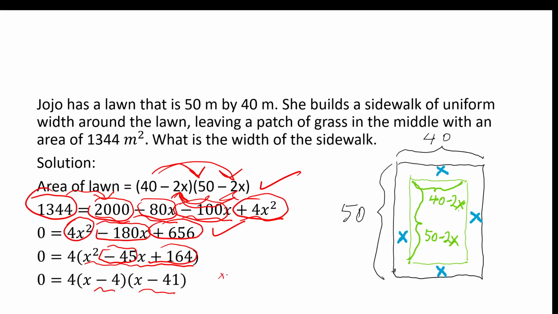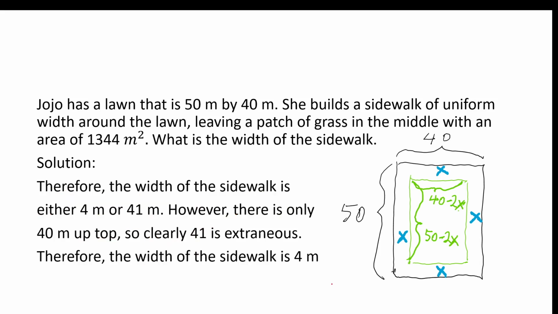Well, that means either x minus 4 equals 0, meaning x equals 4, or x minus 41 equals 0, meaning x is equal to 41. Okay? So it's either 4 meters or 41 meters. That's what this first sentence says. But now let's use our thinking caps. There's only 40 meters up top. We can't possibly have a sidewalk of 41 meters when there's only 40 meters up top.